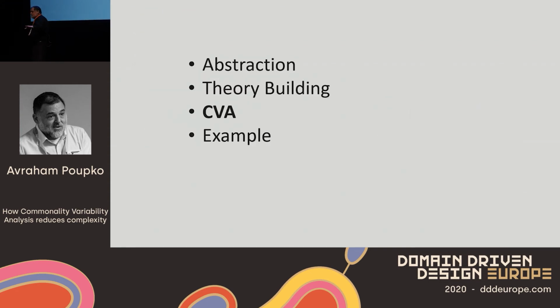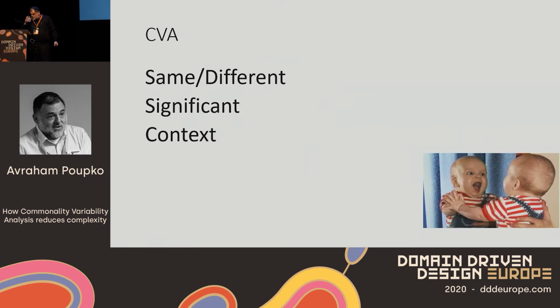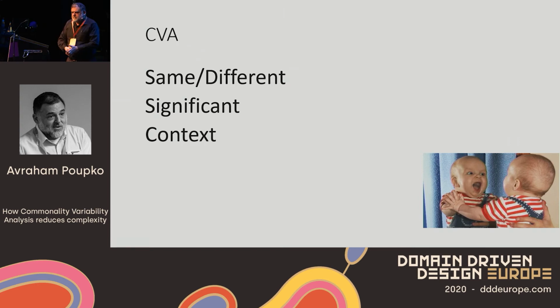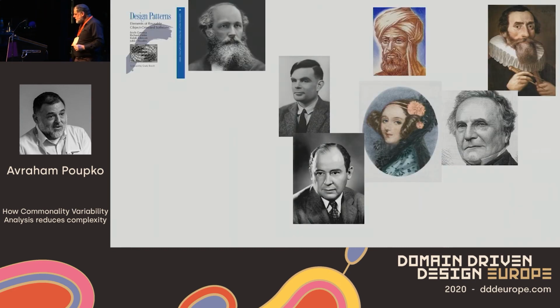Okay, so we spoke about abstraction, we spoke about models. I want to talk about commonality variability analysis. CVA is about the discussion or the analysis of how things are the same or how they are different in a significant way, because everything can be same or different in some non-significant way, and of course, it's highly, highly contextual. And the truth is that a lot of the geniuses, a lot of the breakthroughs in computer science were really breakthroughs in commonality variability analysis.